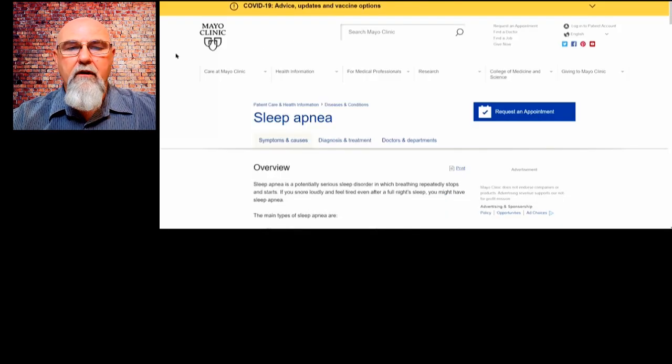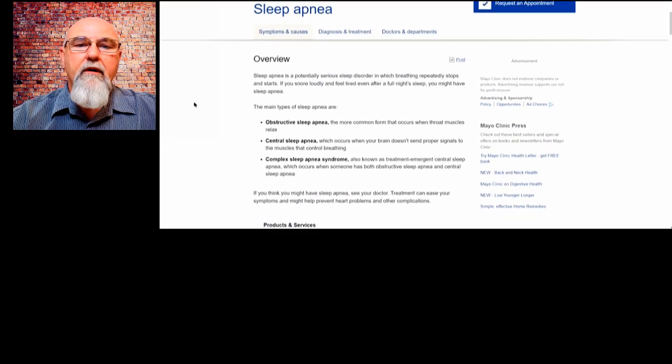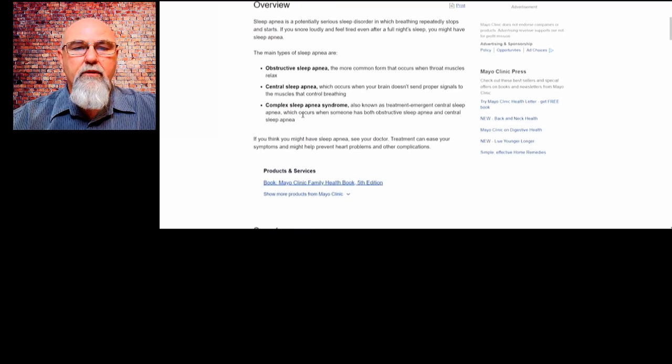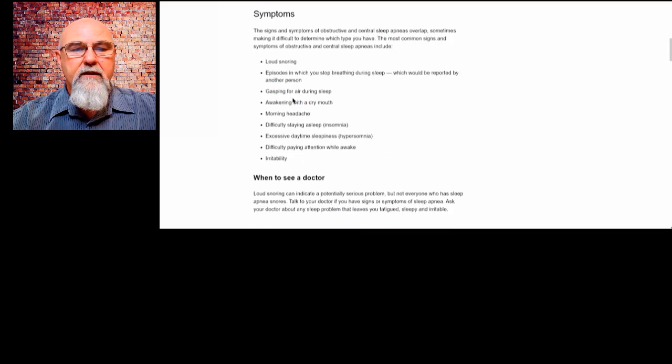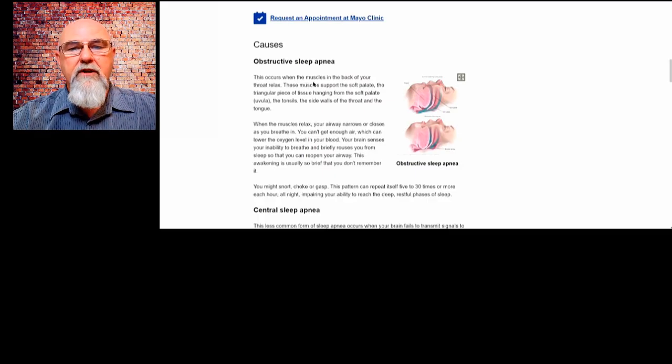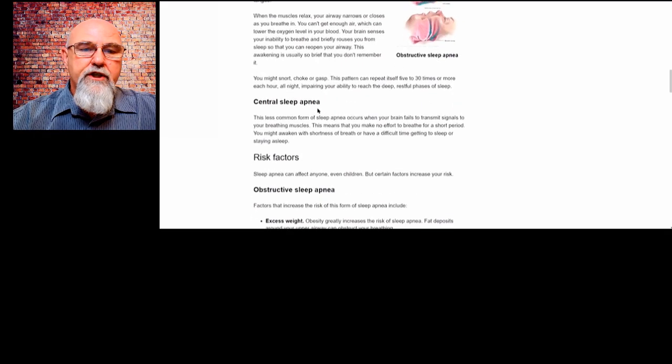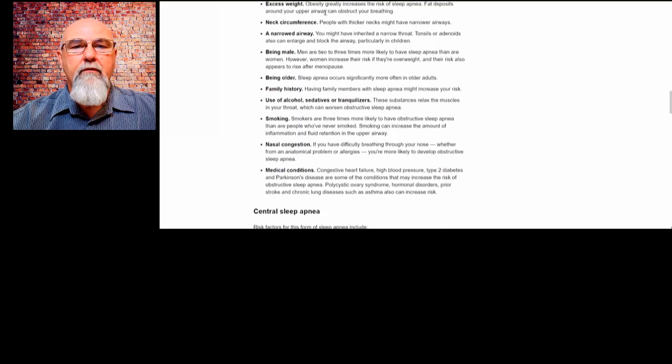If you want to look a little bit further and do some of your own research, which I would recommend, Mayo Clinic has a simple, straightforward review of sleep apnea. Sleep apnea falls into three forms: obstructive sleep apnea, usually an anatomical issue going on; central sleep apnea, which occurs when your brain doesn't send the proper signals to the muscles; and then a complex, which is basically both of them together. Again, it goes over the symptoms here, talks about when to see a doctor, and talks about the definitions of obstructive and central.